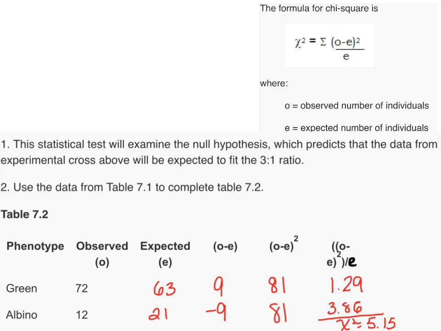The name of the test is a chi-squared test. Do not take the square root. Leave it as chi-squared. Chi-squared equals 5.15. What does that mean? Is that significant? I don't know. We have to go to the next slide.